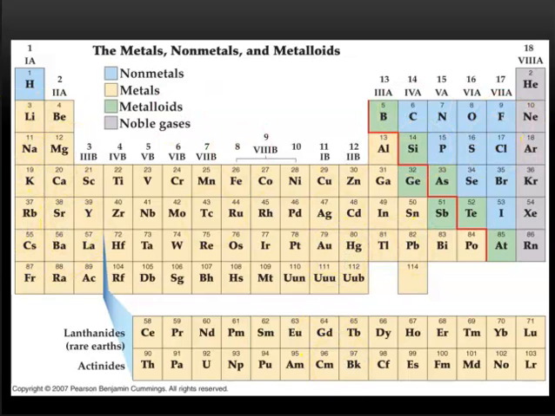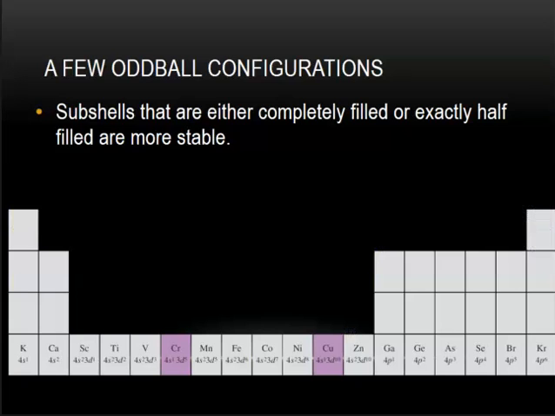All right, a couple more things here. Making good time. All right, there are a few goofy, oddball configurations that aren't what you would normally predict, and you just have to memorize them. So the ones you guys need to know are chromium and copper. So normally when I do chromium, you'd say, okay, it's 1s2, 2s2, 2p6, 3s2, 3p6, 4s2, 3d4. All right, and that's wrong.